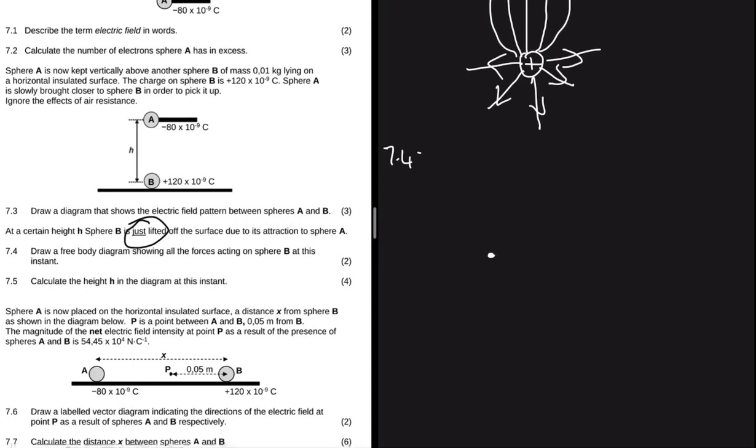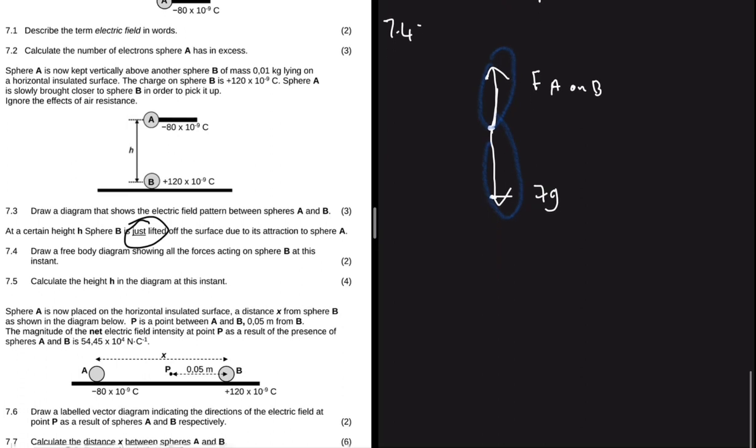If sphere B is being lifted off, it's going to be lifted off by the attraction from sphere A. So let's have an arrow pointing up here and demonstrate that this is FA on B, and then what's keeping it down is gravity, because it is said to have a mass of 0.01 kg. So let's have Fg here. We need these two lines to be approximately equal to each other because the sphere was just lifted off.